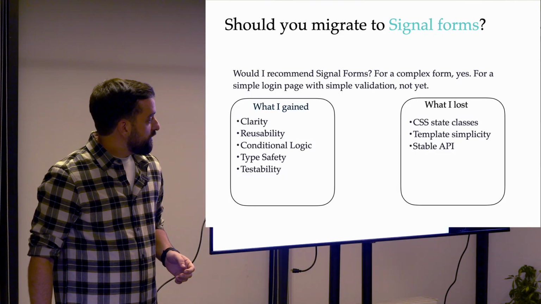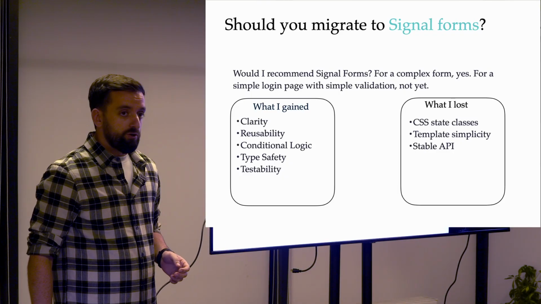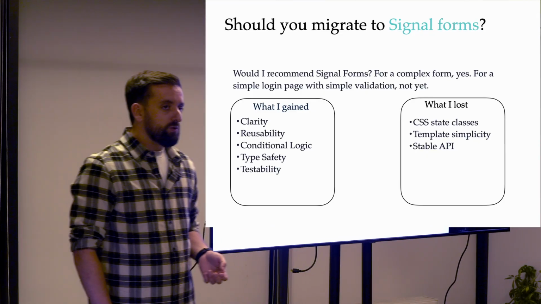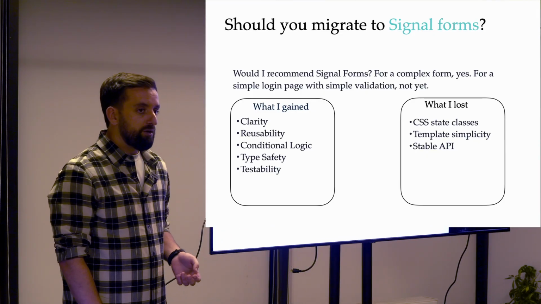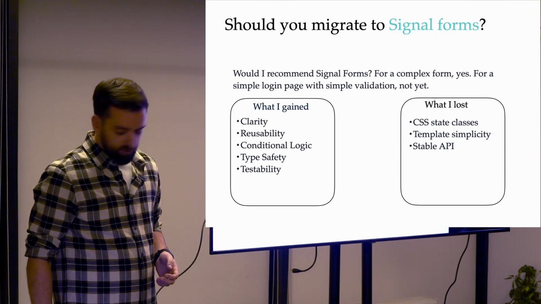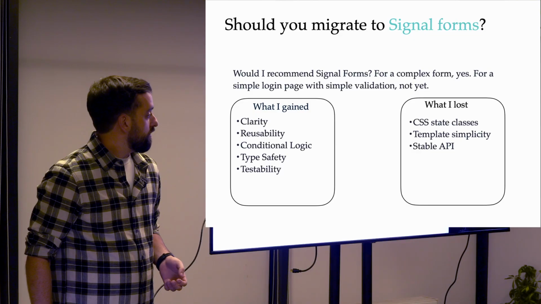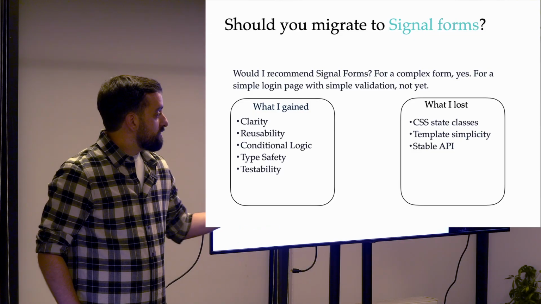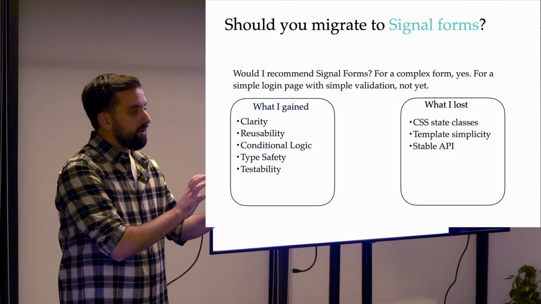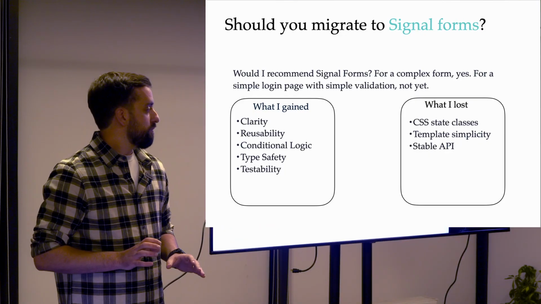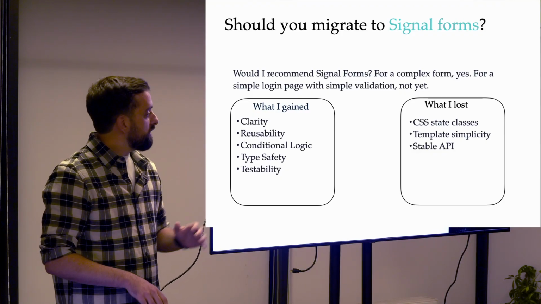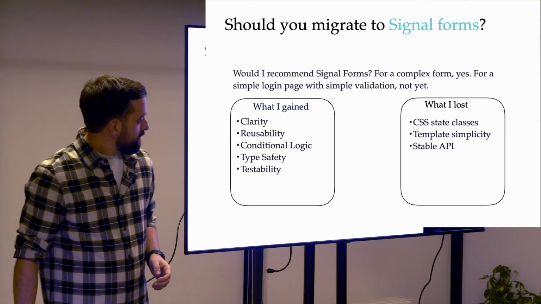That's a keynote. What did I lose? Or I'm not sure if it will count as a loss. We lost the CSS state classes. For example, we used to have the ng-invalid when the reactive form used to fail. Now it's gone because it will be handled by the form, or even if we want it, we can add it by a custom class. We lost the template simplicity from time to time because in reactive forms, everything was handled in the TypeScript and nothing was handled in the template. But now it's like in between. Some stuff is handled in the template and most of the stuff is handled in TypeScript.